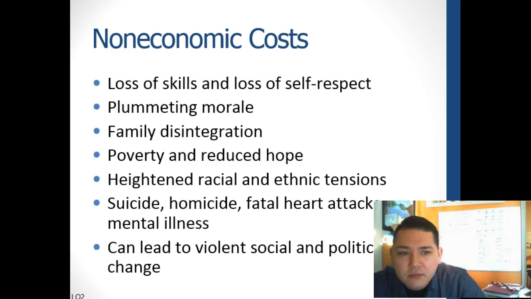Now, severe unemployment is socially catastrophic, as it occurs at the individual level and then spreads throughout society. And these are some of the non-economic costs.